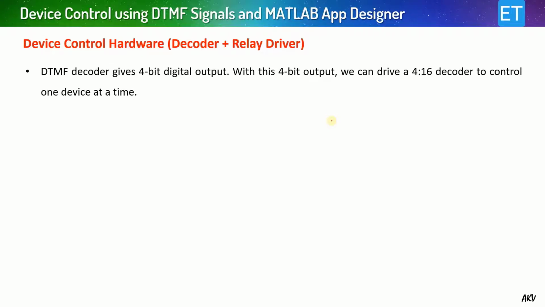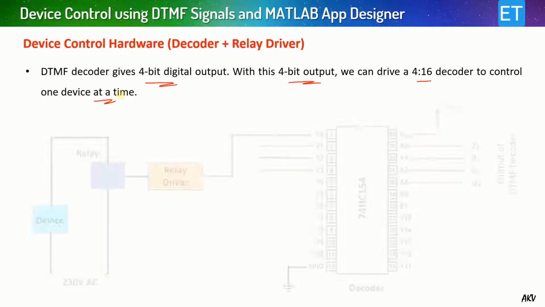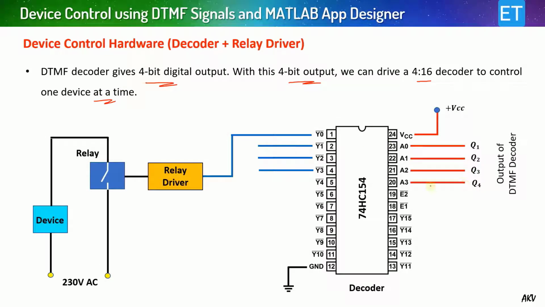And now let us see the device control, I mean the decoder and the relay driver. Actually, the DTMF decoder, as I said, gives 4-bit digital output. So with this 4-bit output, we can drive a 4:16 decoder. So we can control the 16 devices, each at a time. So this can be a scheme.